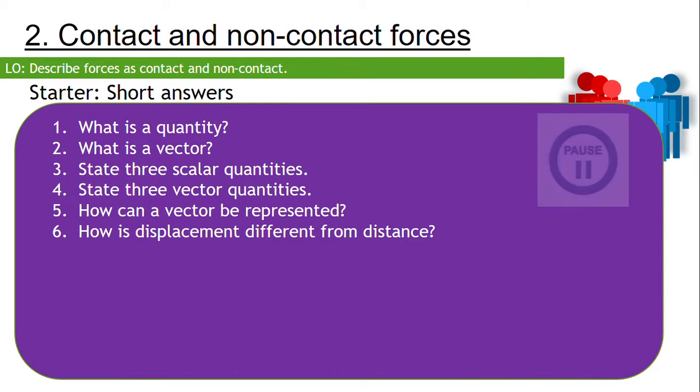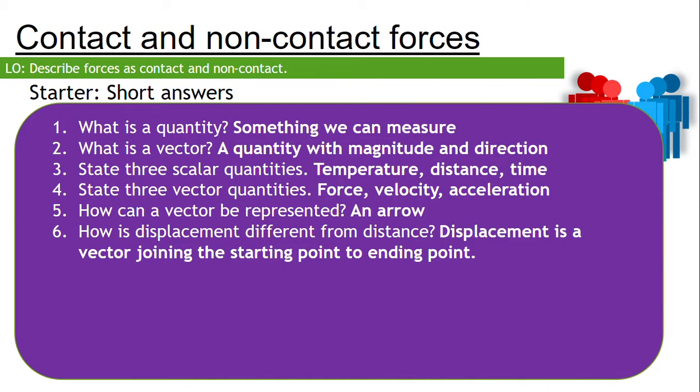Pause and have a go. So, we should know all these by now. If you don't, go back and review the previous lesson. We know what a quantity is. It's something we can measure. We can describe what a vector and a scalar are. A vector has size, magnitude, and direction. And we should be able to recall scalars and vectors. And there are some examples there. If you don't know those, go and learn them. There's a table in the previous lesson.